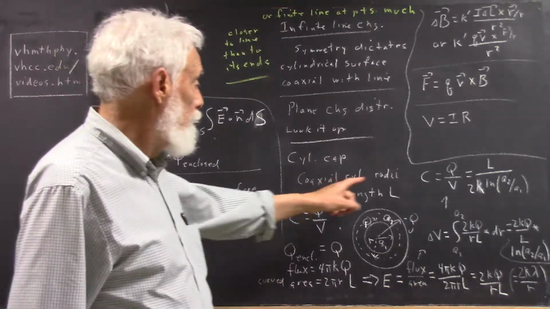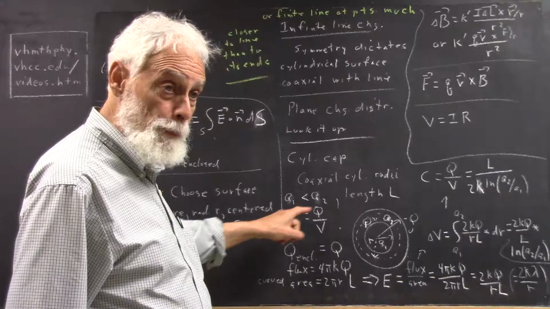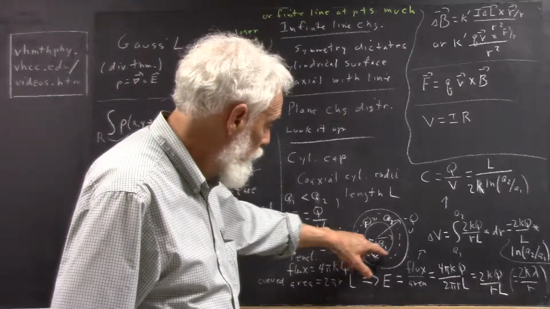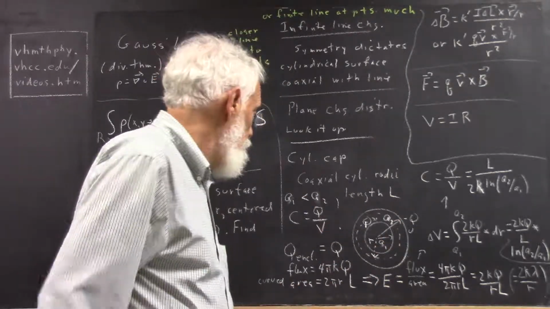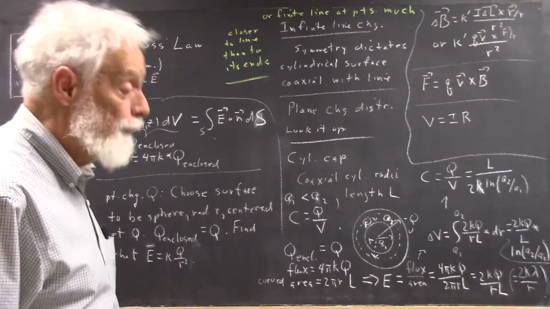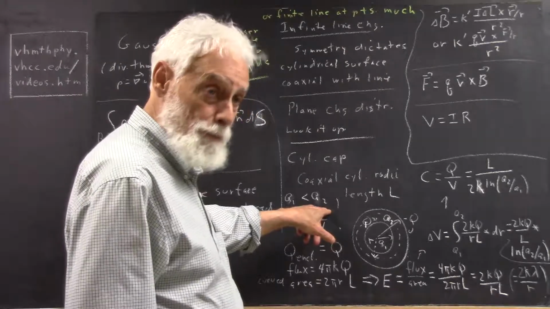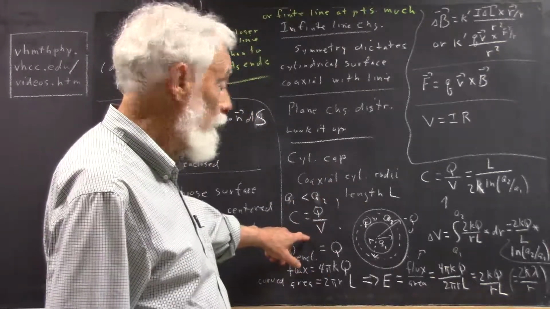So we have coaxial cylinders with radii A1 and A2, A1 being less than A2. So it's like this. Looking at it from the end, you have radius A1, and you have radius A2 out here. Now, we want to calculate the capacitance. Well, the capacitance is the charge on the capacitor divided by the voltage.